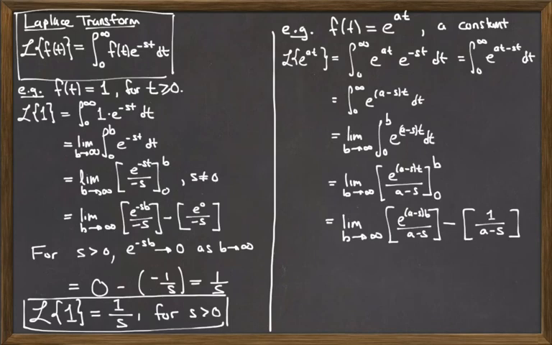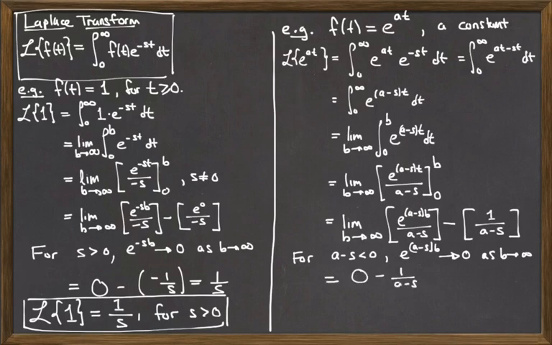Come to the moment where you have to do a little bit of analysis and think about what happens as b goes to infinity. You want this term to decay to 0 for the integral to converge. So you want a minus s to be a negative number, less than 0. If that's the case, the exponential will decay to 0 as b goes to infinity. And therefore our limit will be 0 in the first term, and then minus 1 over a minus s.